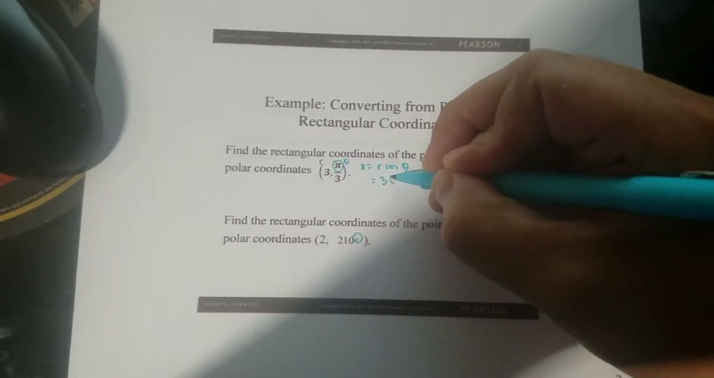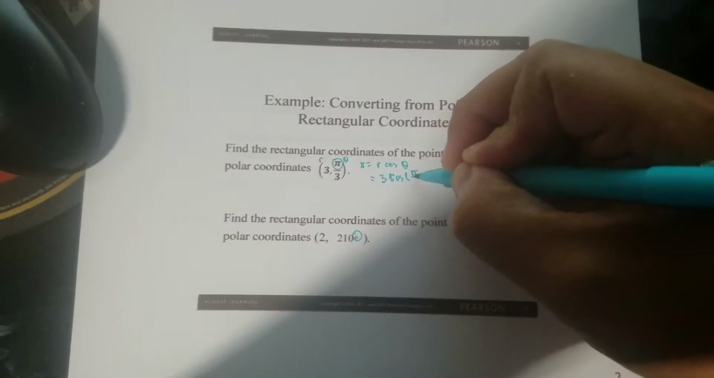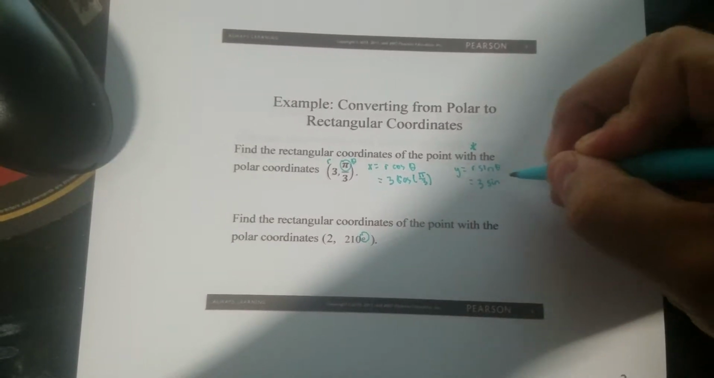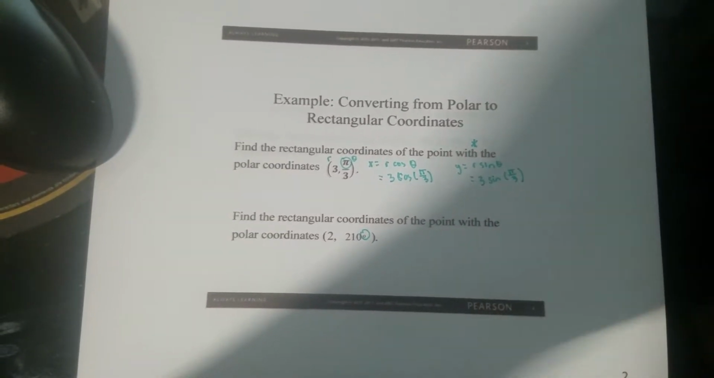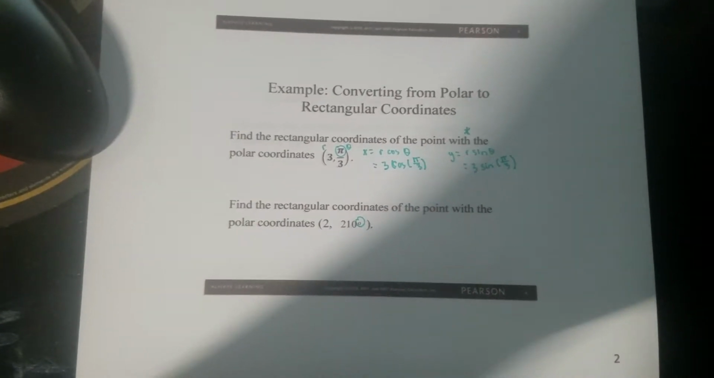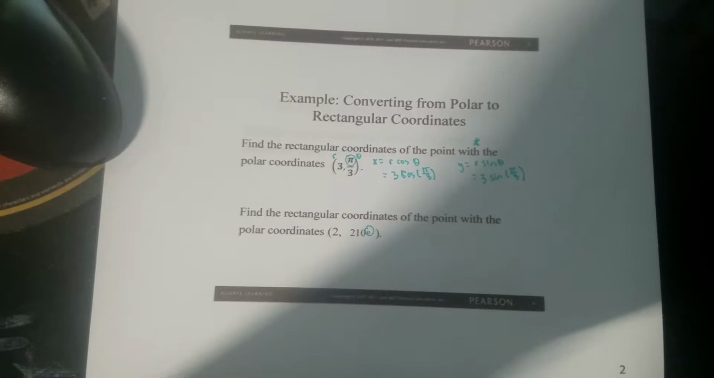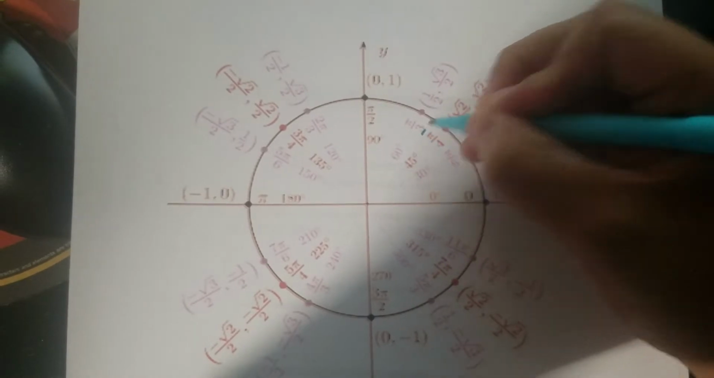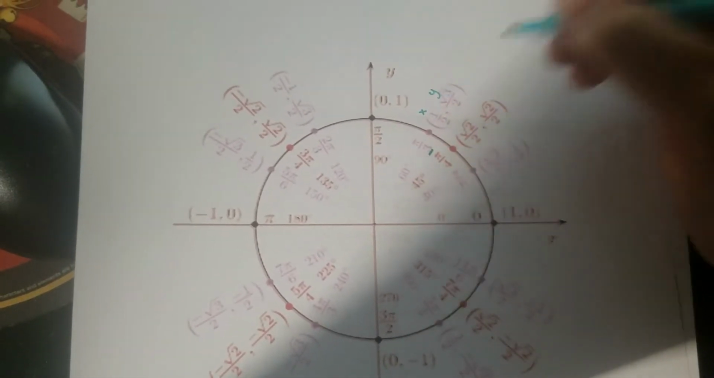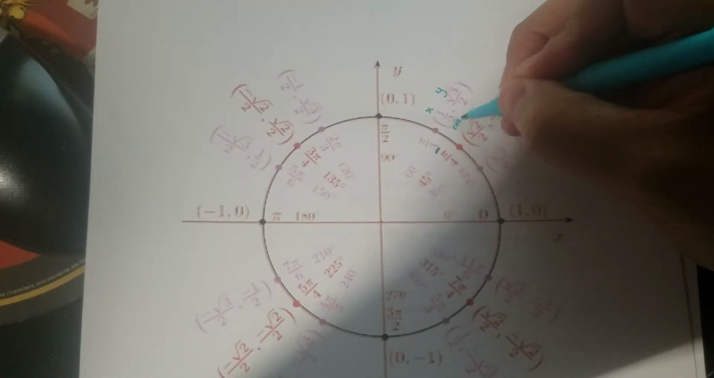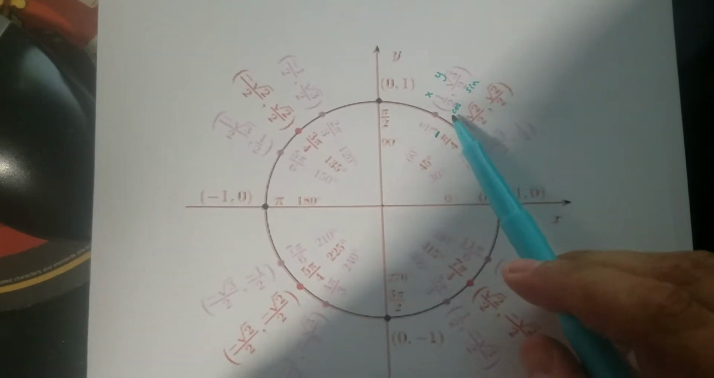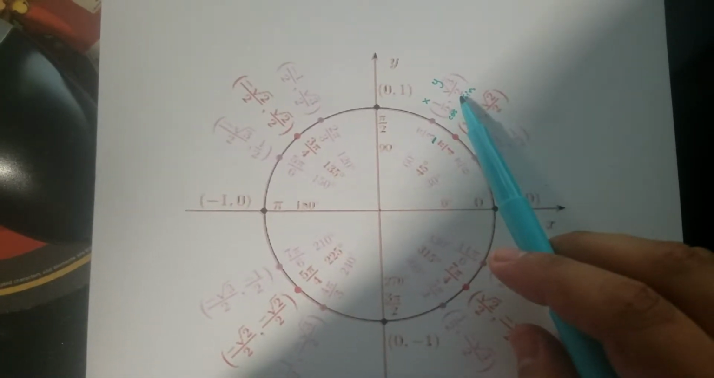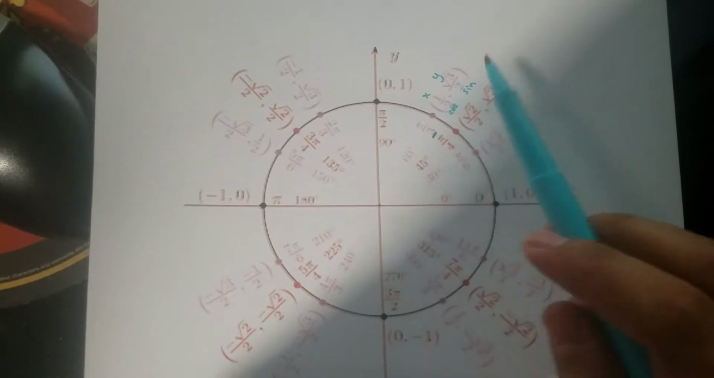So it's just 3 times cosine of pi over 3, and 3 times sine of pi over 3. So I'm going to grab a unit circle here. Just remember, if I'm looking at pi over 3, it's right here. I have the x and the y. Remember, this is the cosine and the sine. So instead of cosine pi over 3, I'm going to write 1/2, and instead of sine pi over 3, I'm going to write square root of 3 over 2.